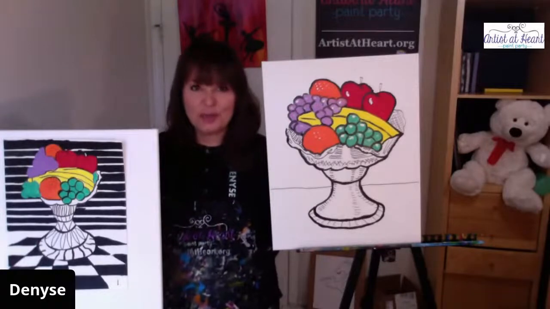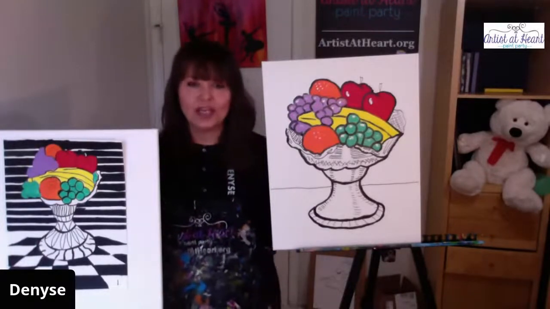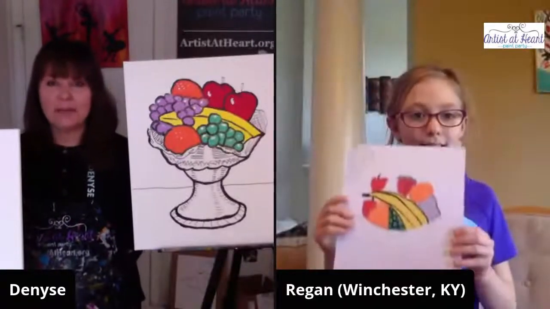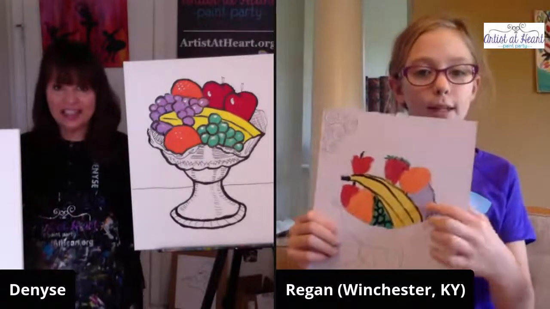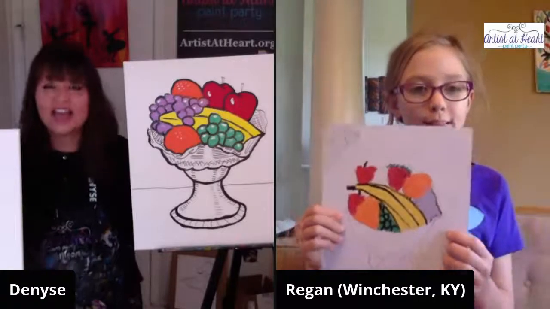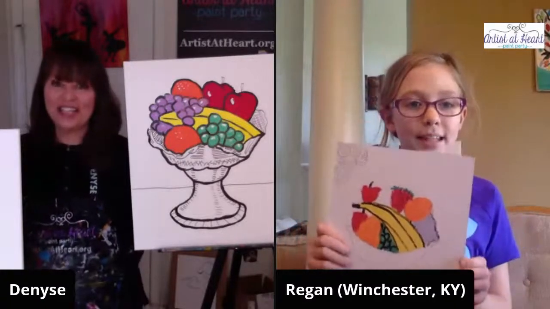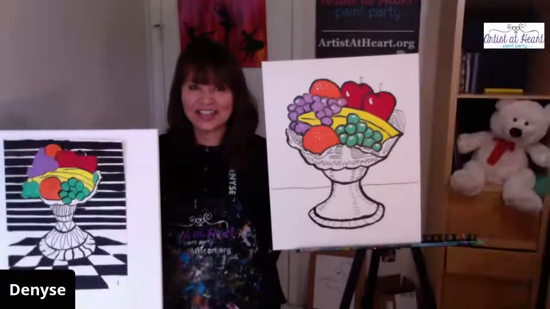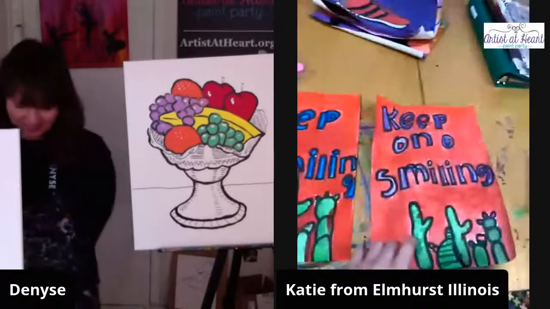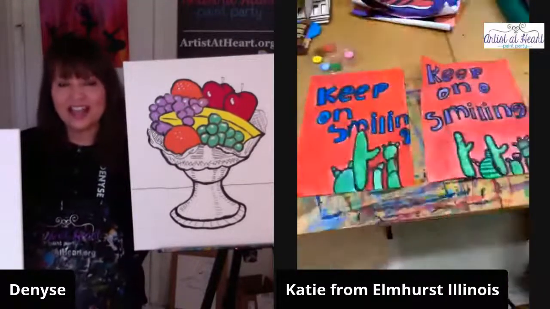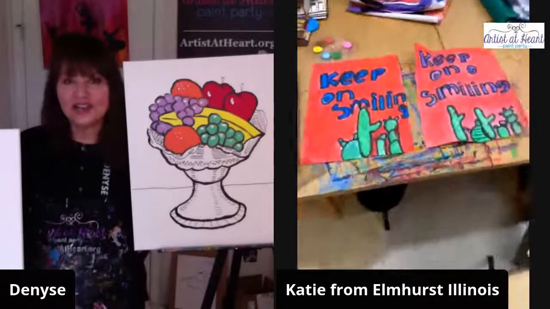We have two more people who are going to pop on real quick. Go ahead, Reagan and Katie. Hi. I know we're almost done, but I finished my fruit mostly. That looks nice. Yeah, I love it. Thank you. I want to show you my fish products. Yeah. So I have these two. Thank you. Thanks for showing us.